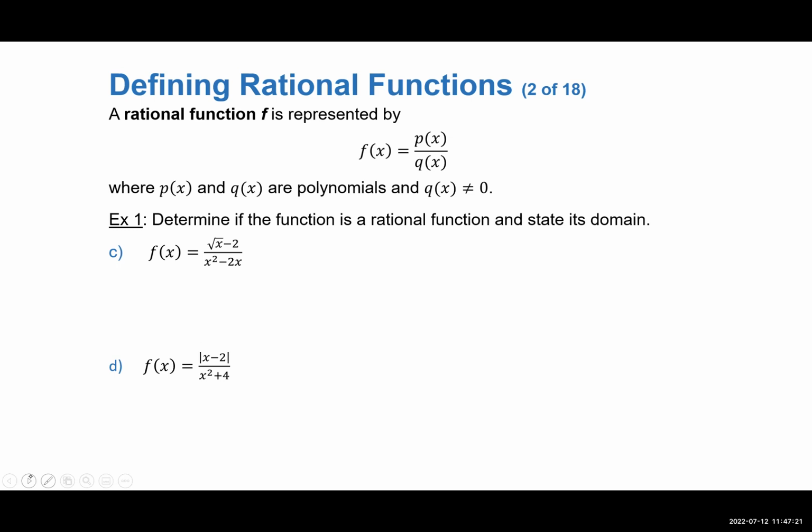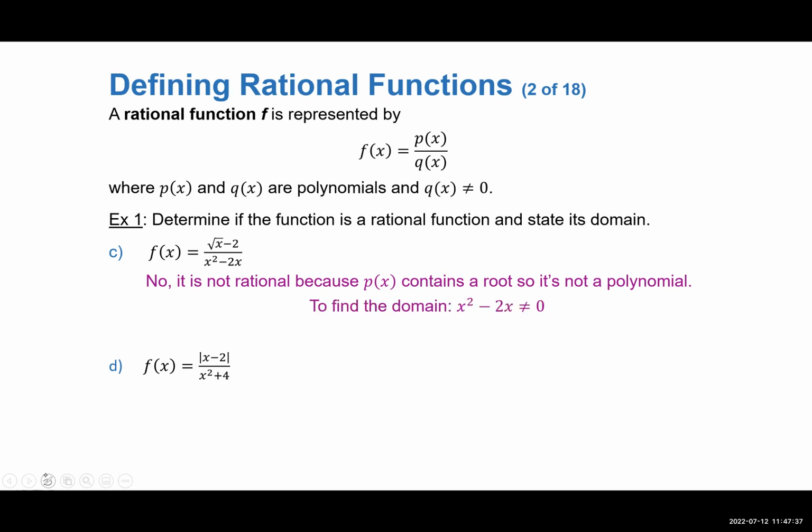C. C is not a rational function because in order for it to be a polynomial, you can't have any square roots. So it is not a rational function.